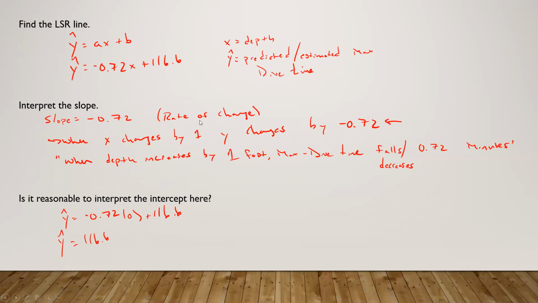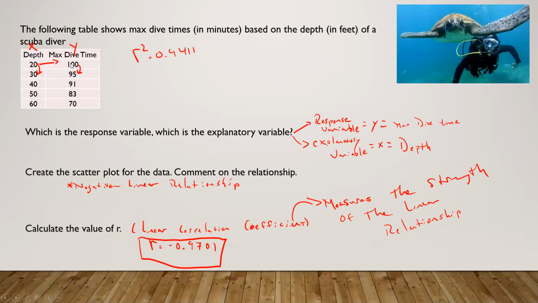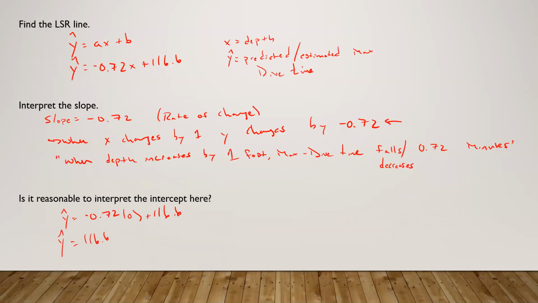You can't remember, y hat is estimated max dive time. So you can't estimate max dive time when you're not underwater. That's what it means. It's not really reasonable here. So what that means is this intercept of 116.6 has no practical application. It has no practical meaning.